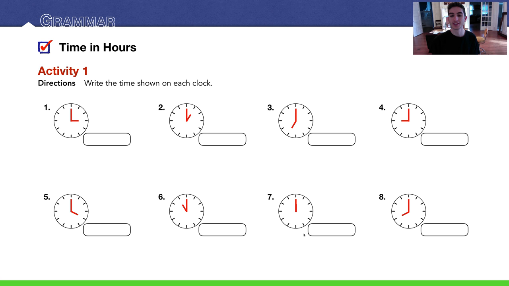Number 7 is 12 o'clock. Could be noon, could be midnight. 12 o'clock, 12時. Number 8, our last one, is 8 o'clock. 8时. All right, not too hard. Here are the answers.